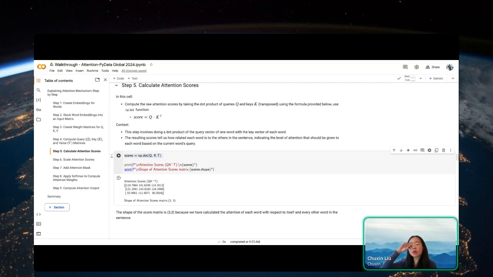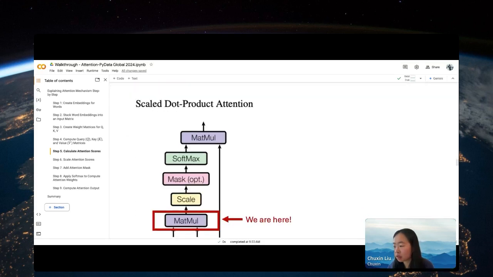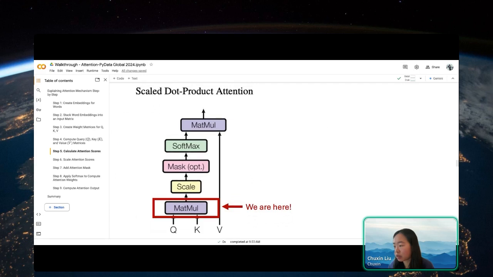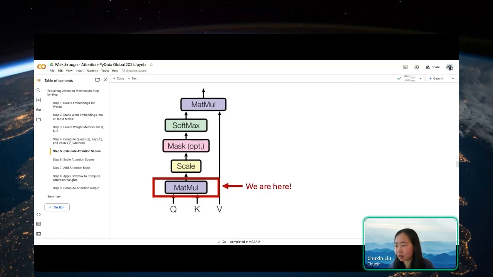Right now, you see the numbers are quite big, 119. So we need to scale them. That would be the next step. Okay, so we are here. We have finished matrix multiplication. The next step will be scale.